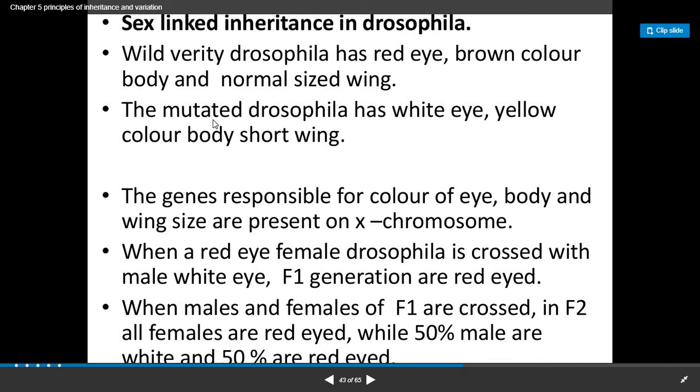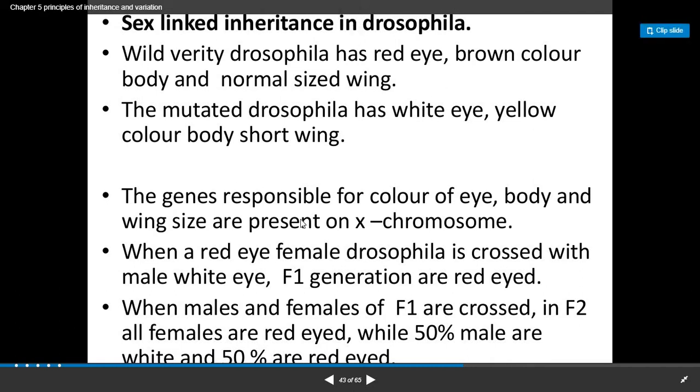Second, the mutated Drosophila, in which the mutation process has occurred, so it was different from the original one. It had white eyes, a yellow body and short wings. So these were the two types of Drosophila, and as we have discussed earlier, Drosophila is known as the fruit fly, and its scientific name is Drosophila melanogaster.